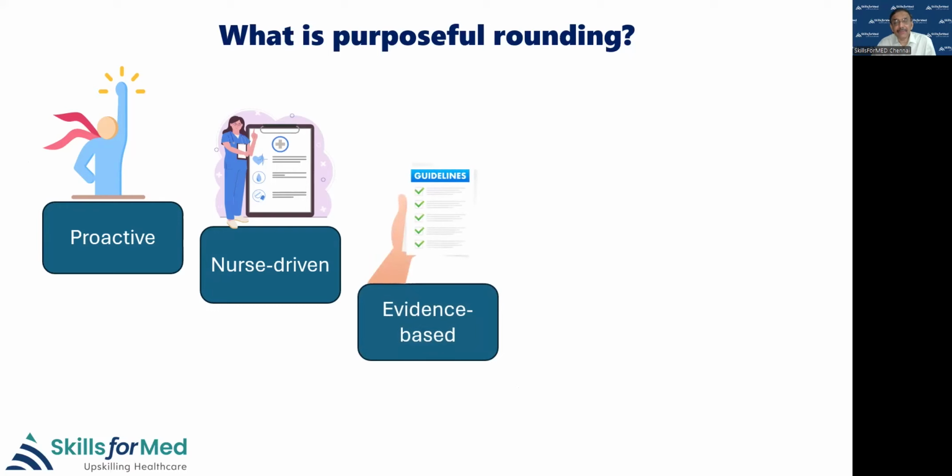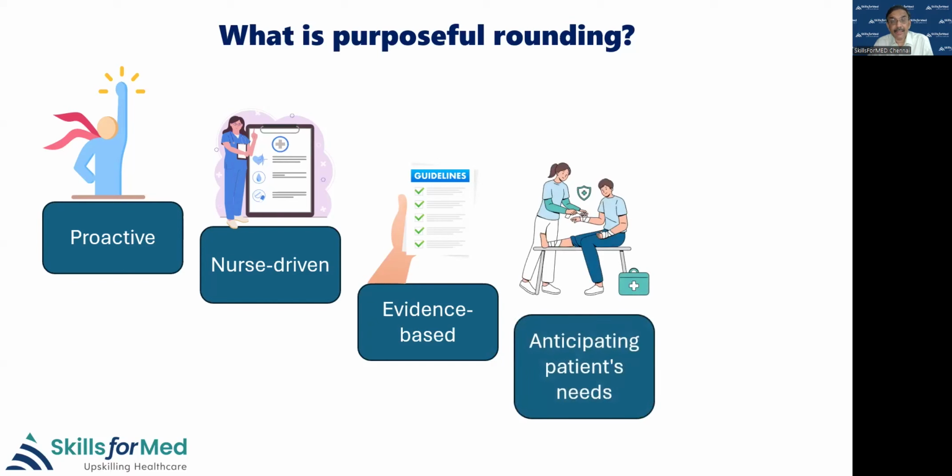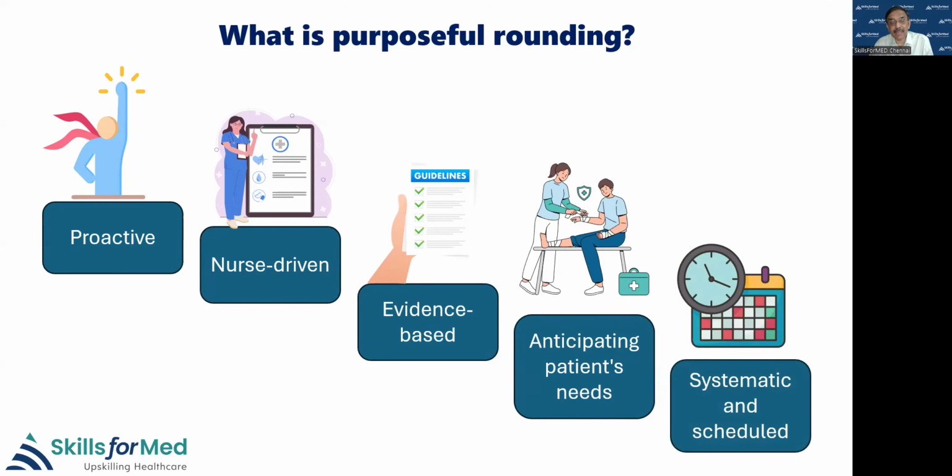There are several papers in the literature which tell that purposeful rounding, when implemented in hospitals, leads to better patient outcomes. There's no doubt about that. So it is evidence based and it anticipates patient needs. Most of the time, the rounds will happen when the patient rings the call bell and you will go. That is the reactive way of doing rounds or visiting the patient, whereas here you anticipate the patient needs and it is very systematic and scheduled.